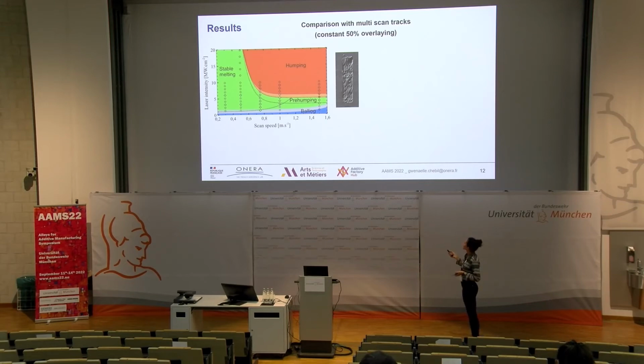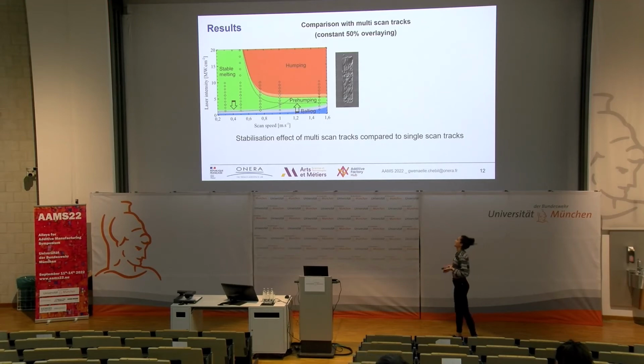But first of all, we tried to compare the process map for stability. In the previous border, you can see our first single scan track, and for the multi-scan track, you have here the new borders. You can see that there is a stabilization effect when we do multi-scan tracks. So when we do multi-scan, we just have a higher stability.